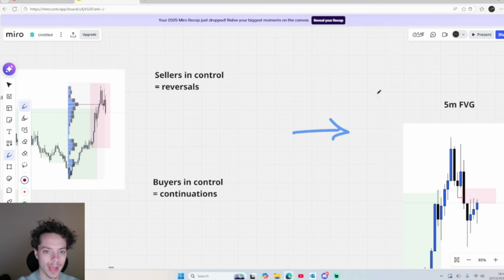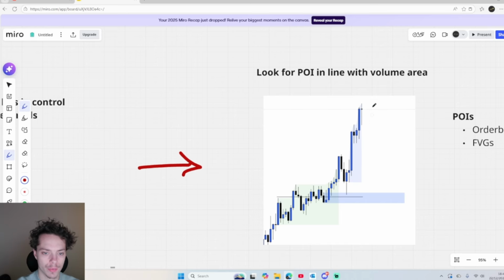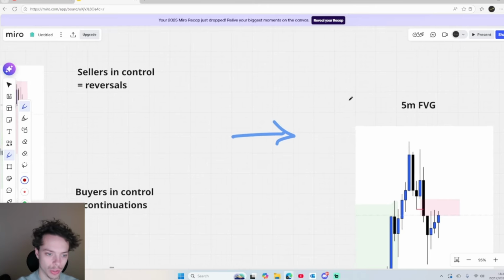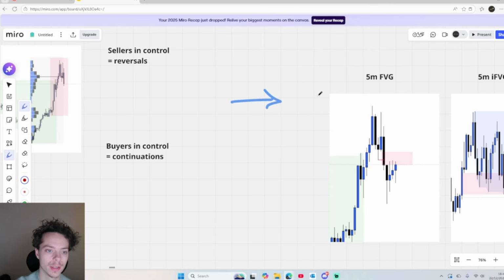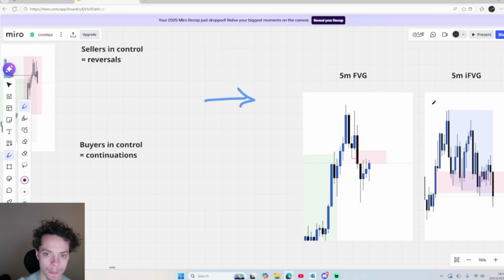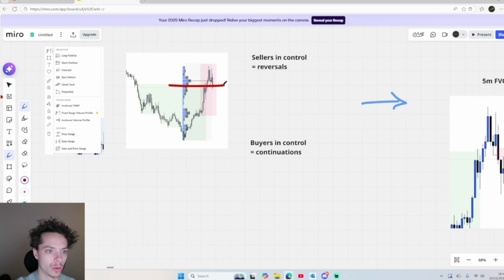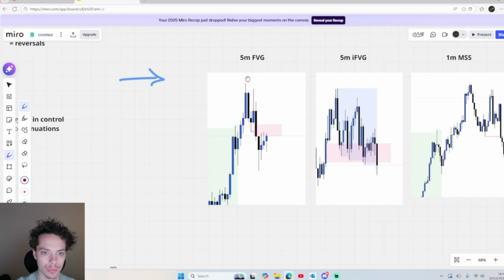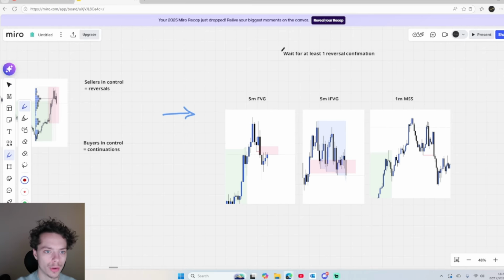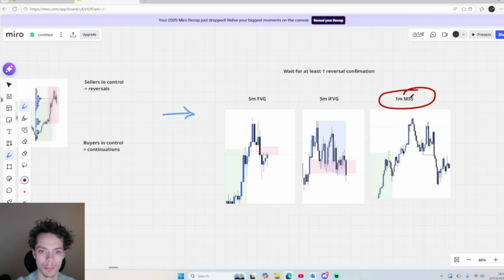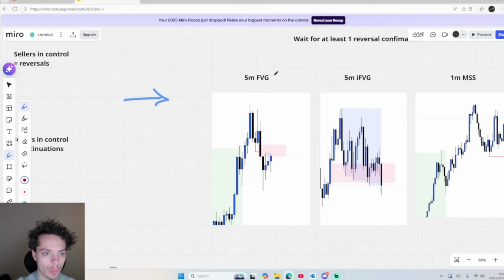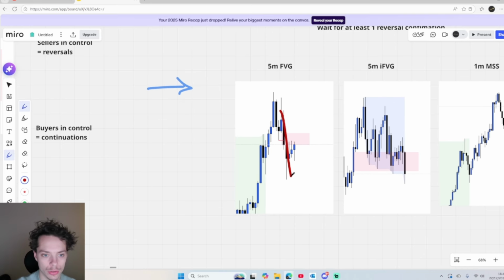Now, this is where it actually differs from the other video I made. With the reversal strategy, we have different ways to get in the trade versus the previous video. So essentially, after we've had our confirmation that the sellers are in control and we're looking for reversals, you want to wait for one of these reversal confirmations. Two of them use the 5 minute, one of them uses the 1 minute. So first of all, we want to look for a 5 minute fair value gap in our desired direction. Obviously we're looking at reversals back down, so we want to look for a bearish fair value gap.